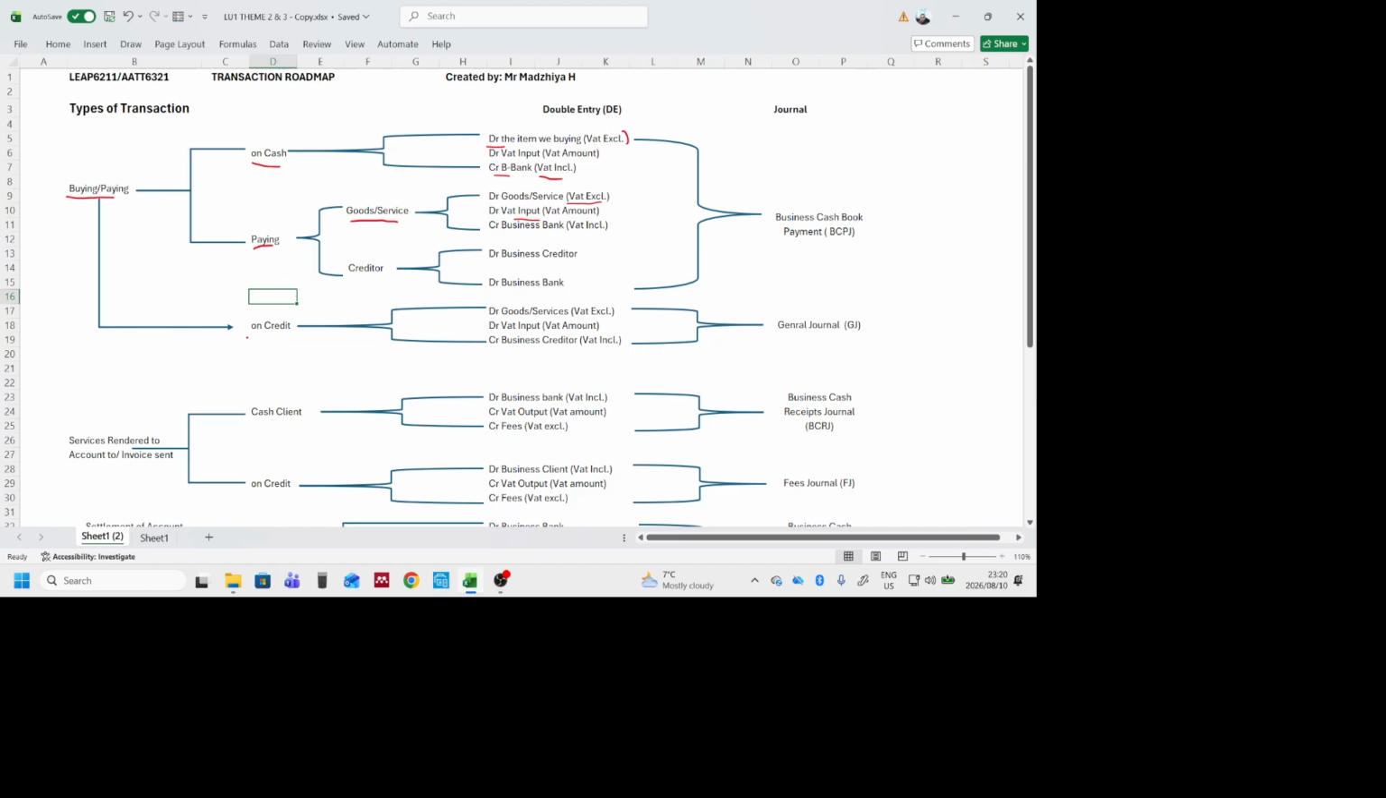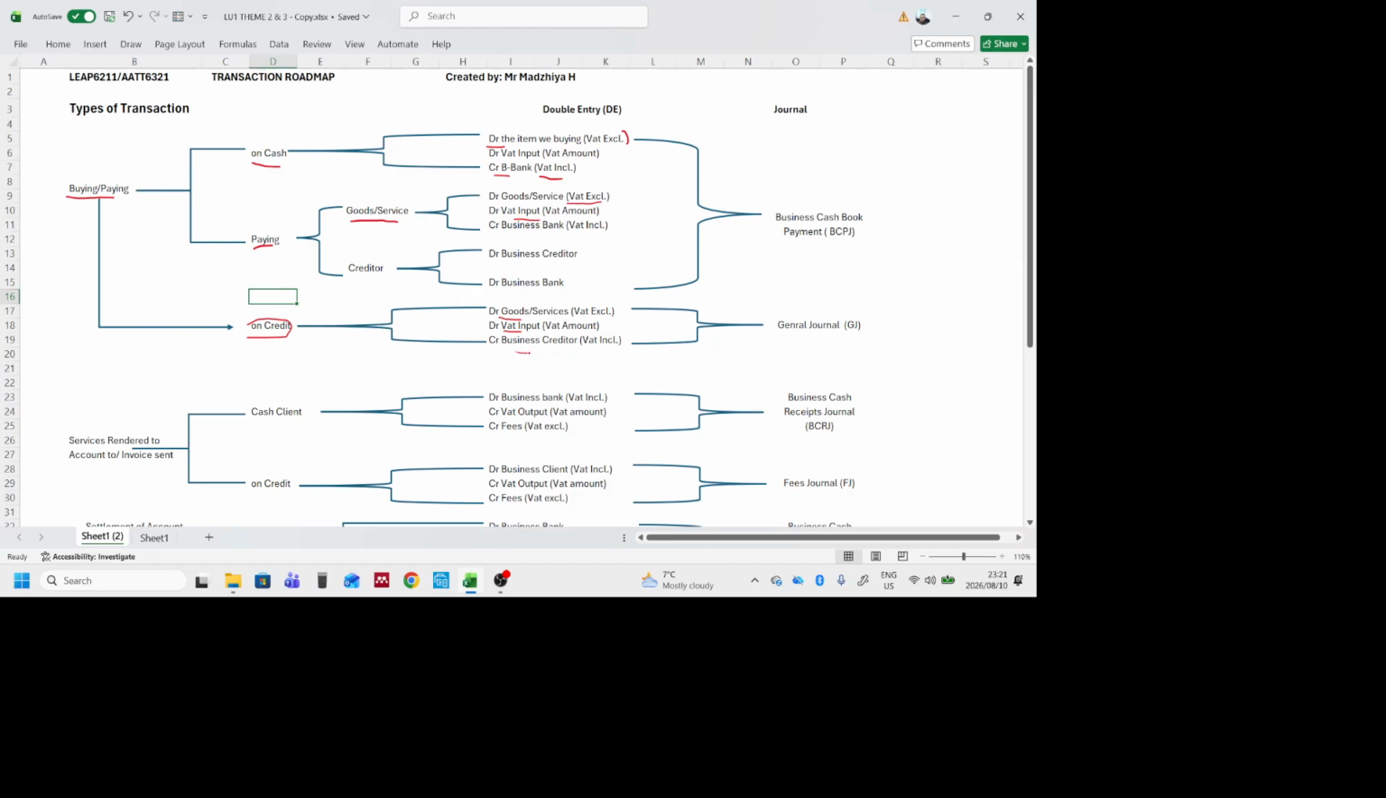Then we also have a situation where you are buying on credit. When the business buys on credit, it means that this time the money is not being paid over to whoever is providing the service or giving us the goods. So we will still debit the goods that we are receiving at a VAT exclusive amount, because that is the actual cost of the goods. The VAT that we're charged, we're going to debit, to indicate that we're going to be able to claim this back from SARS. And then we're going to credit the business creditor.